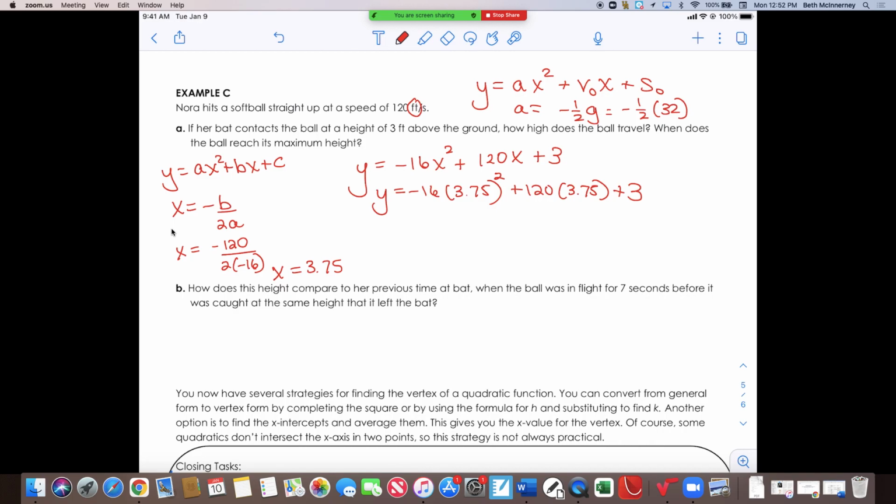So you're going to enter on a calculator, I'd like to see more calculators out. You have negative 16 times 3.75 squared plus 120 times 3.75 plus 3. So the velocity is giving you a tip-off for your units. When it says it has a speed of 120 feet per second, my x is in seconds and my y is in feet. Okay?